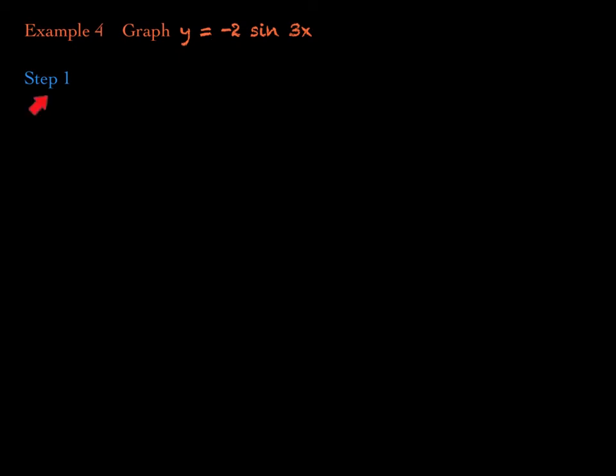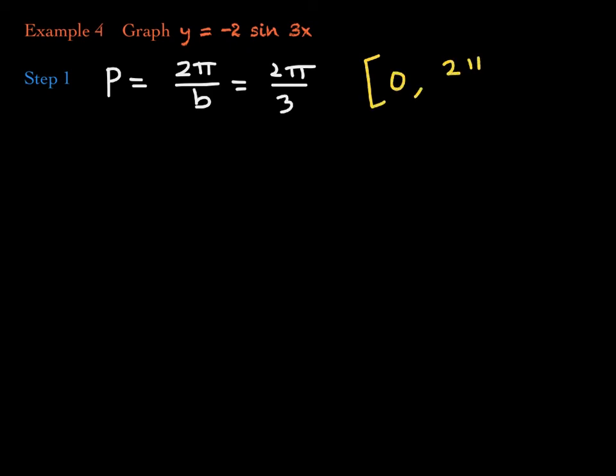Let's find the period in step number 1. So P is equal to 2 pi over B, which in this case is 2 pi over 3. Very good. So this tells me that my interval over which it completes one period is 0 to 2 pi over 3. Now that agrees with what we said a second ago with a horizontal shrink, because usually the interval is 0 all the way to 2 pi, but now it's only 0 to 2 pi over 3. It's a shorter interval.